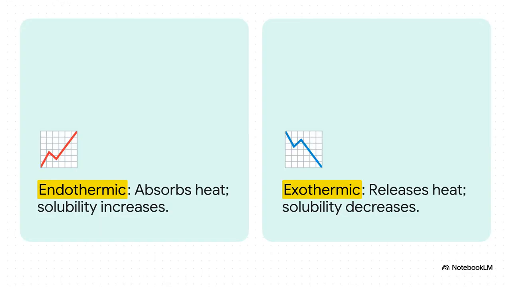So what happens if we mess with the temperature? Following Le Chatelier's principle, temperature acts as the ultimate controller here. If a dissolution process is endothermic, meaning it actively absorbs heat, cranking up the temperature will actually increase the solubility. The heat helps it along. But if the process is exothermic, meaning it releases heat, adding more heat will actually hinder the process, decreasing solubility and forcing the solute right out of the solution.